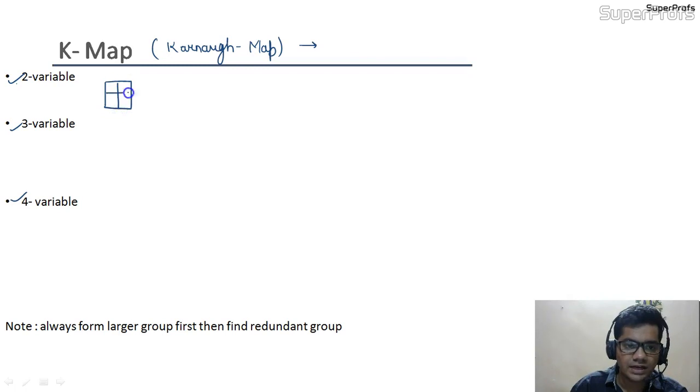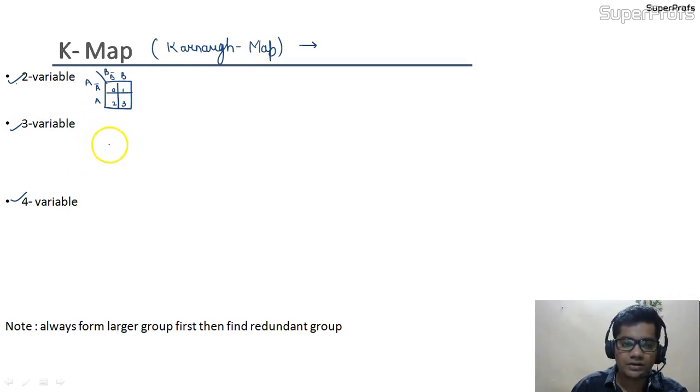It contains 4 cells representing all the minterms. If this is A and this is B, it would be A bar, A and B bar, B. The cells would be 0, 1, 2, 3. So each cell represents one minterm. This is a 2 variable Kmap.